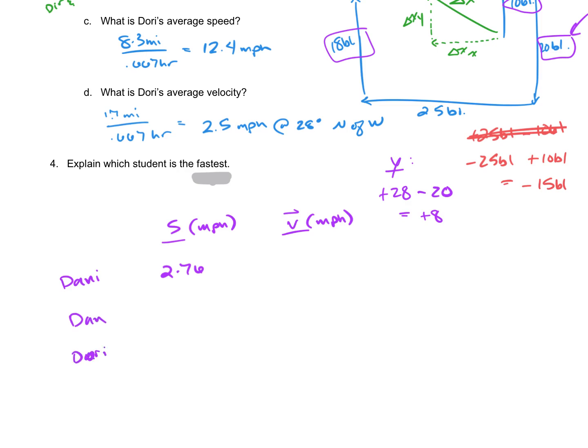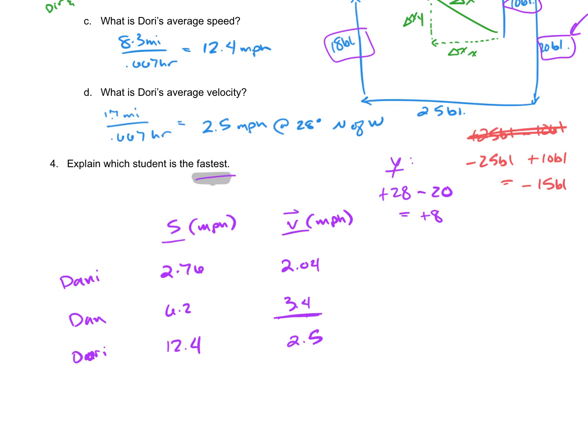Danica had a speed of 2.76 and a velocity of 2.04. Dan had a speed of 6.2 miles per hour and a velocity of 3.4 miles per hour. And Dory had a speed of 12.4 miles per hour and a velocity of 2.5 miles per hour. So if the question is which of the students had the greatest speed, we would say that Dory was the fastest, followed by Dan, followed by Danica. But if the question is which of the magnitudes of velocity is the greatest, Dan actually has the greatest velocity, followed by Dory, followed by Danica.